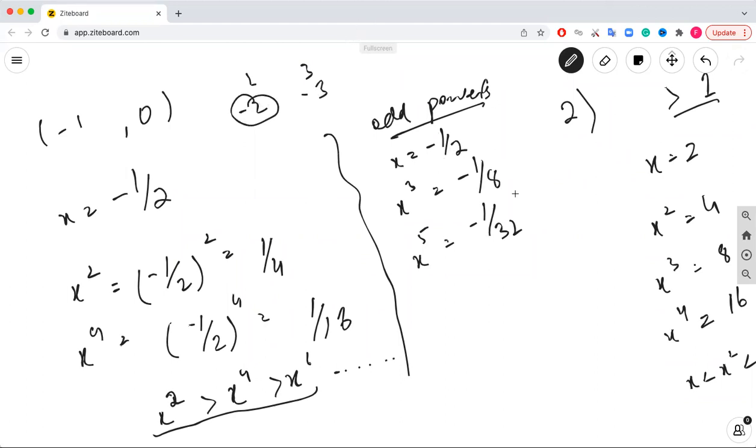Using that concept here, x is -1/2 and x cube is -1/8. If we just ignore the negative sign, x is greater, but we have a negative sign, and a negative smaller value is actually a greater value. That's why x is less than x cube, and x cube is less than x power 5, and so on.